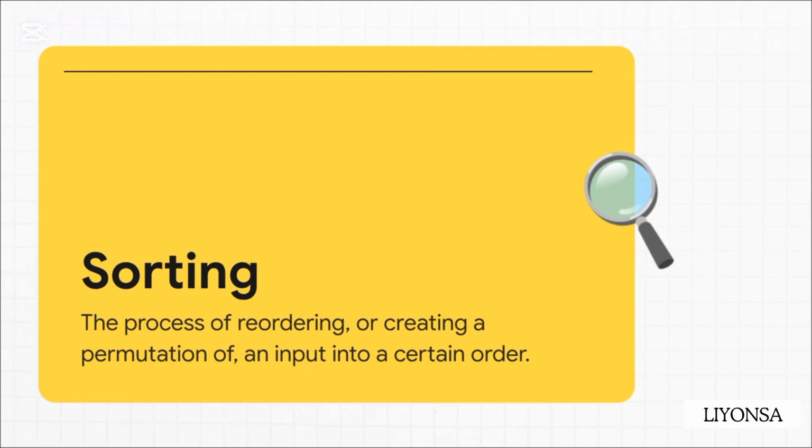Well, it's pretty much exactly what it sounds like. Imagine your bookshelf is an absolute disaster zone. Books everywhere, no rhyme or reason. Sorting is just the process of taking all those books and putting them in a specific order, say alphabetically by the author's last name. It's all about creating a logical, predictable structure out of a jumble.